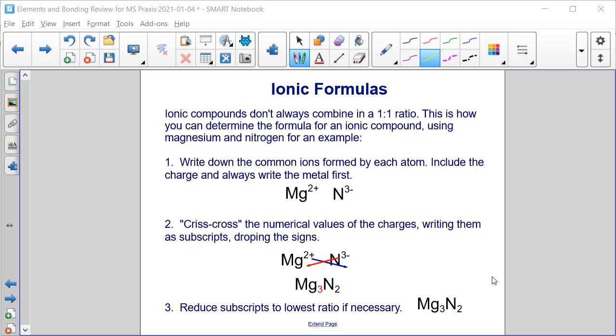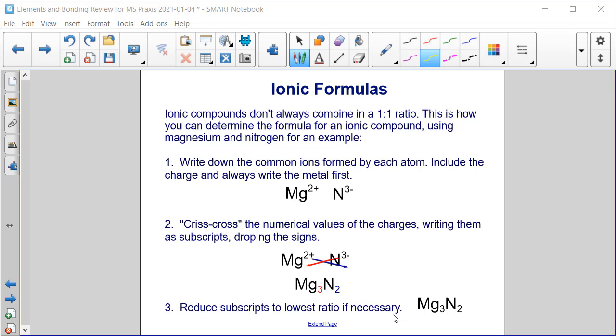Then we just do this quick and dirty method called crisscrossing. So we crisscross the numerical values of the charges, writing them as subscripts. So we bring the 2 down here. You can see the 2 in blue. And the 3 down here, you can see the 3 in red. And we drop the signs. Remember, there's no overall positive or negative. So we just drop it.